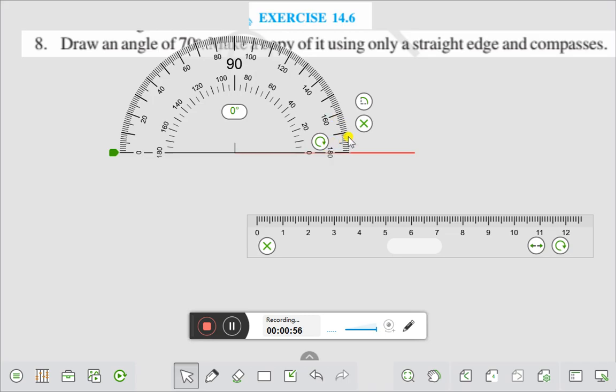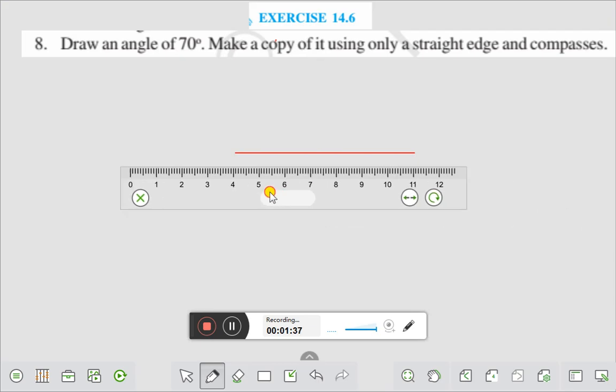This one is 10, 20, 30, 40, 50, 60. This is 70 degree, right? Let us take a point on 70, that is 10, 20, 30, 40, 50, 60, and this one is 70. This point is 70. We take a point here, right? Now with the help of ruler, draw a line, right? With the help of ruler, draw this line.